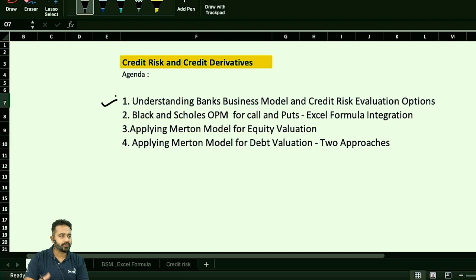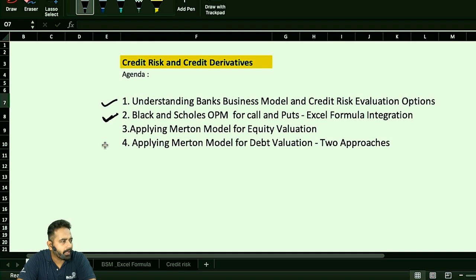Then we worked on the Black and Scholes model for option pricing for calls and puts, and we also learned how to write that formula in Microsoft Excel, which was a fairly straightforward exercise. Now this is where the technical part of the session will start, wherein in the third part we will learn how to value the equity of a business, how to value the equity using the Merton model. And then after that, we will go into debt valuation. This is going to be super interesting going forward now.